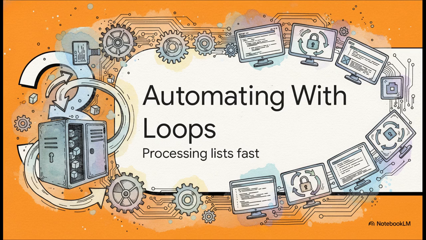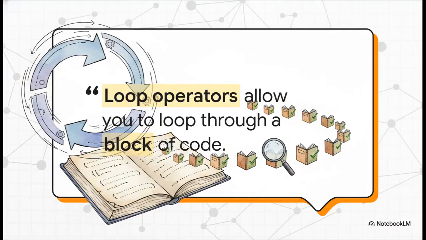Section 3. Automating with loops, processing lists efficiently. Okay, so we've stored all this data in our array lockers, but how on earth do we process it all without writing hundreds of lines of code? Loop operators. They automate repetitive tasks, allowing you to loop through a block of code effortlessly, like checking every single book in a digital library. They are the ultimate time saver for scanning a massive array to find one specific item.